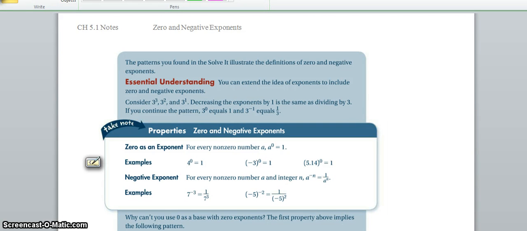Alright guys, welcome to chapter 5. We are going to start our talk about exponents with zero and negative exponents.